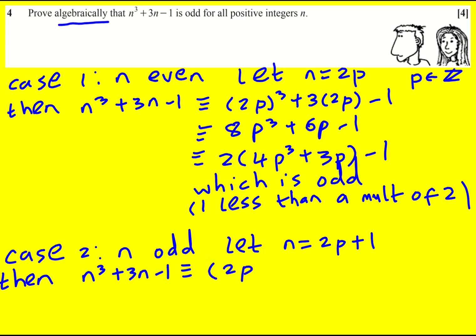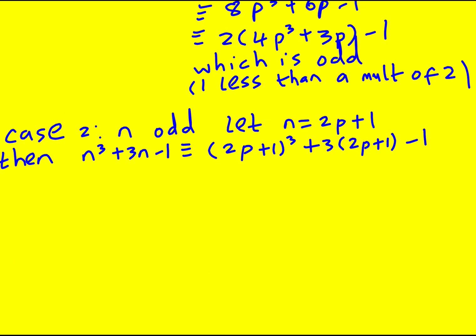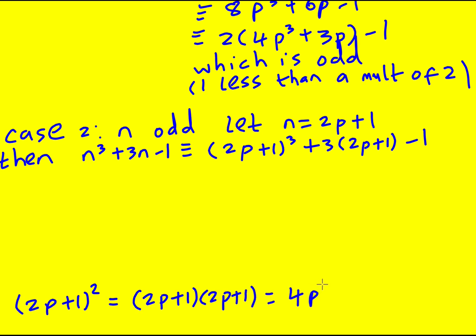Okay, this one's a little bit trickier because we're going to have this triple bracket to deal with. Might just do this sort of a little bit away. So 2p plus 1 squared is going to be, okay, I will write it out. There's two double brackets. 4p squared plus 2p plus 2p, so 4p plus 1. And then 2p plus 1 cubed. It's going to be that thing.